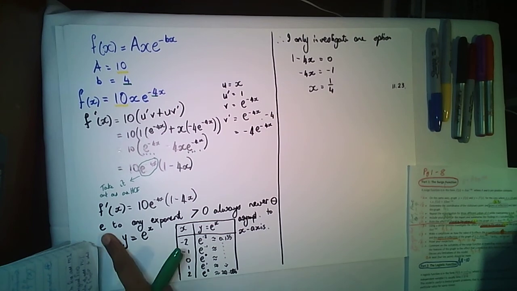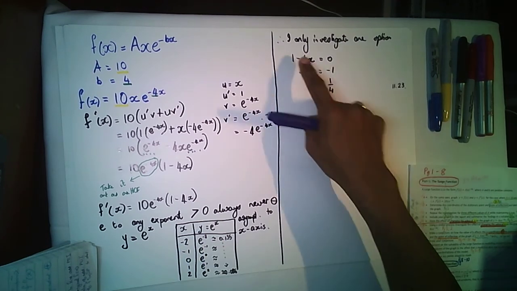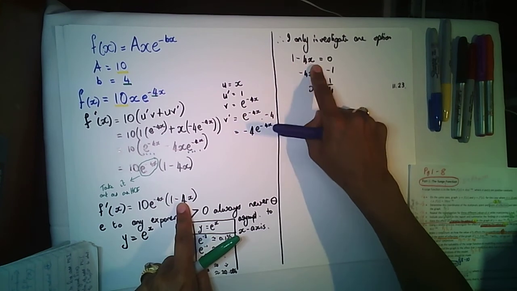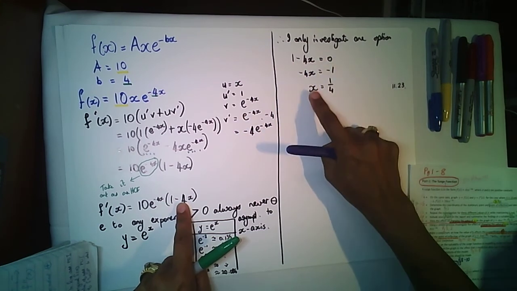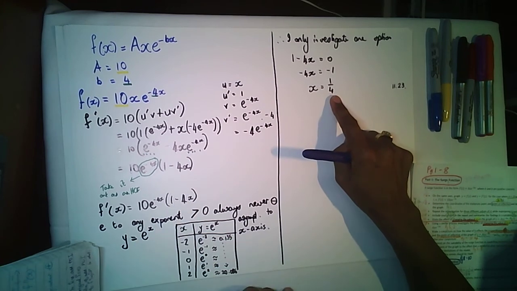So we said that e to the power is always positive, so that's no good for us. The only other option is going to be investigating the second part of our first derivative, which is 1 minus 4x. When is that 0? At x is equal to a quarter. So we've ended up with the x value for our stationary point.